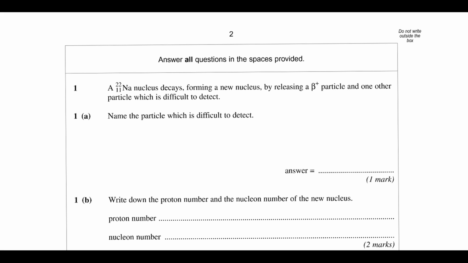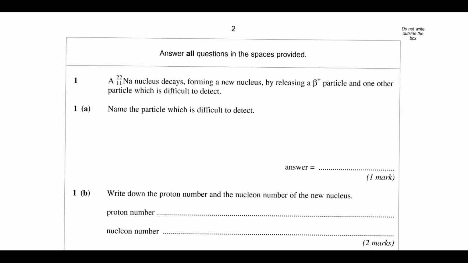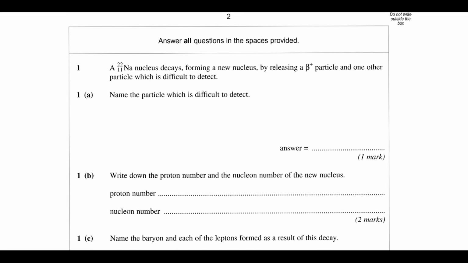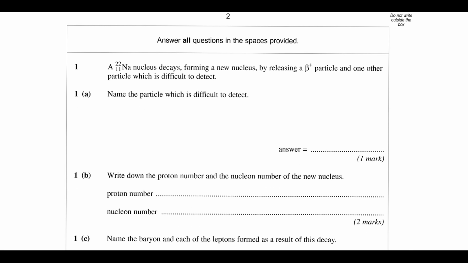Alright, so in this video we're going to take a look at the June 2010 Unit 1 paper. So let's start off with some particle physics. So we've got a sodium nucleus decaying, forming a new nucleus, and it's doing it through beta plus emission. And one of the particles produced will be difficult to detect. So let's sketch what the general equation is. So beta plus emission is when a proton turns into a neutron plus a positron plus an electron neutrino.